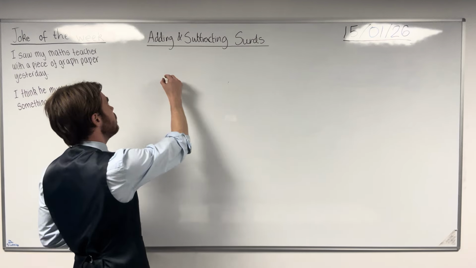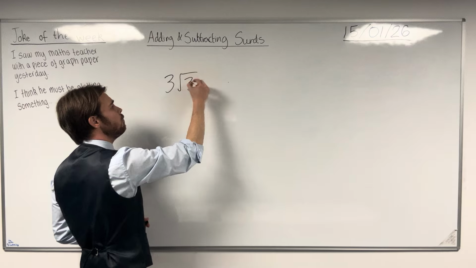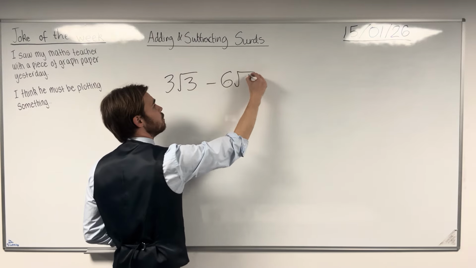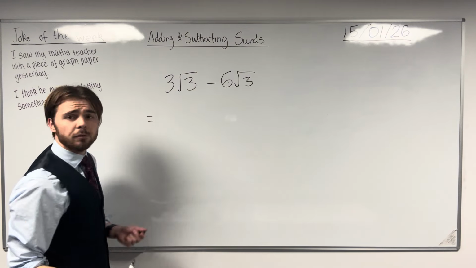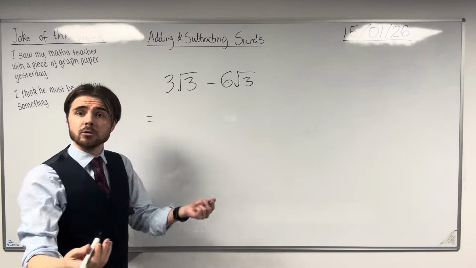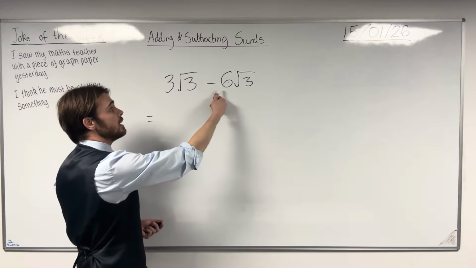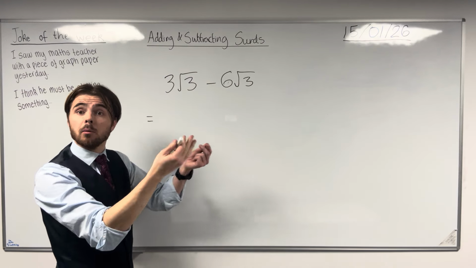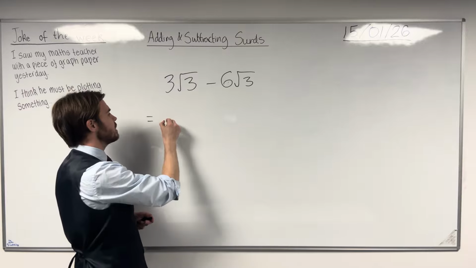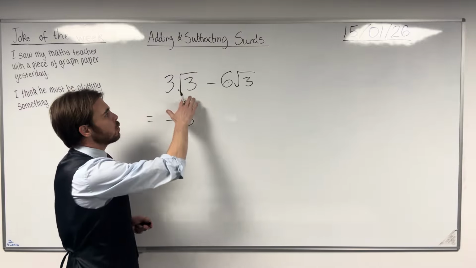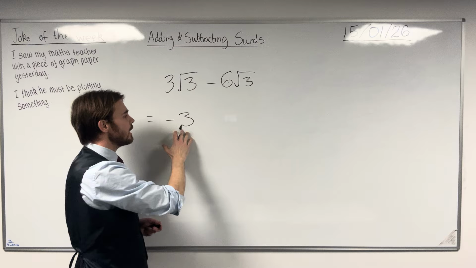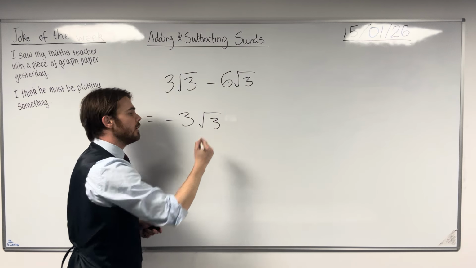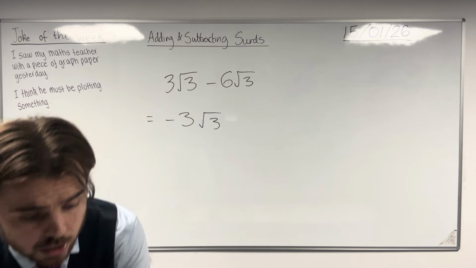So the first example, we've got 3 root 3 take away 6 root 3. Think of this like a normal question or a bit of algebra: 3x take away 6x, or just 3 take away 6. So 3 take away 6 is negative 3, but we're talking about root 3's, so there will be negative 3 root 3's. That's it, okay?